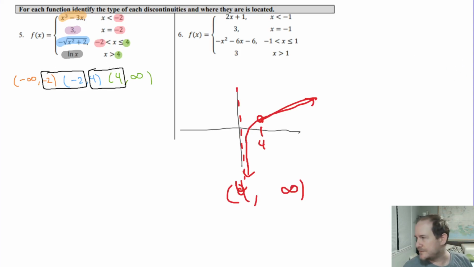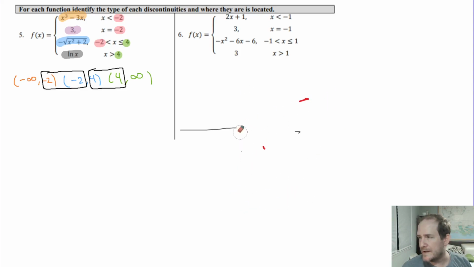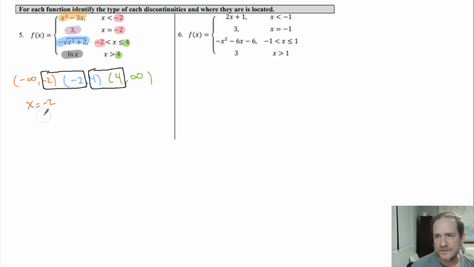And for negative 2, we have three functions to check. We have the left-hand limit, the right-hand limit, and then we have the actual function value. So just like before, my left-hand limit is when I'm less than negative 2, so that's going to come from the orange function. So I'm going to go ahead and switch over, be a little less formal. But let's say that when x is negative 2, your left-hand limit is going to be given by this expression. It'll be negative 2 cubed minus 3 times negative 2, which is negative 8 plus 6, which is negative 2.